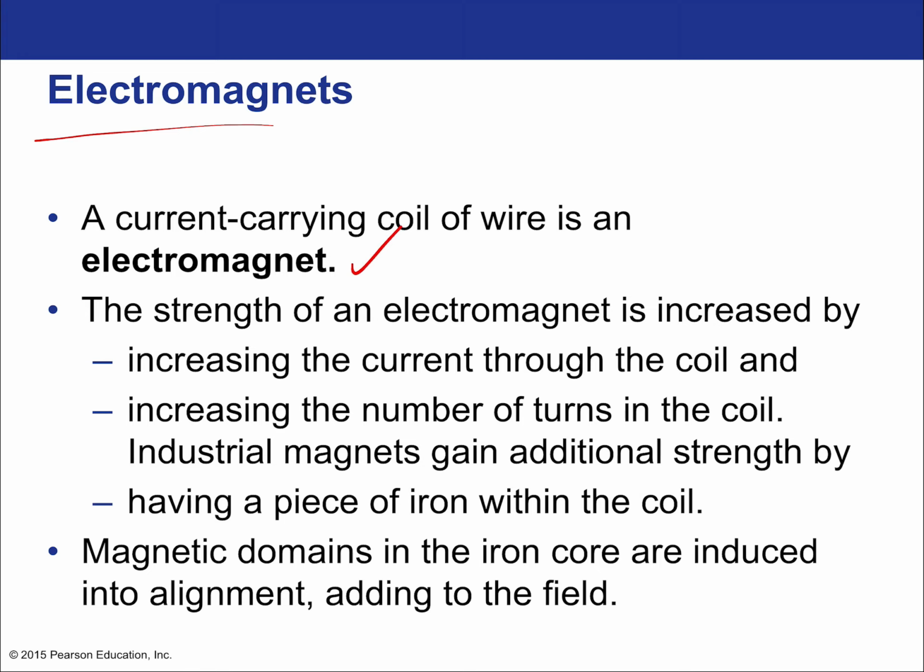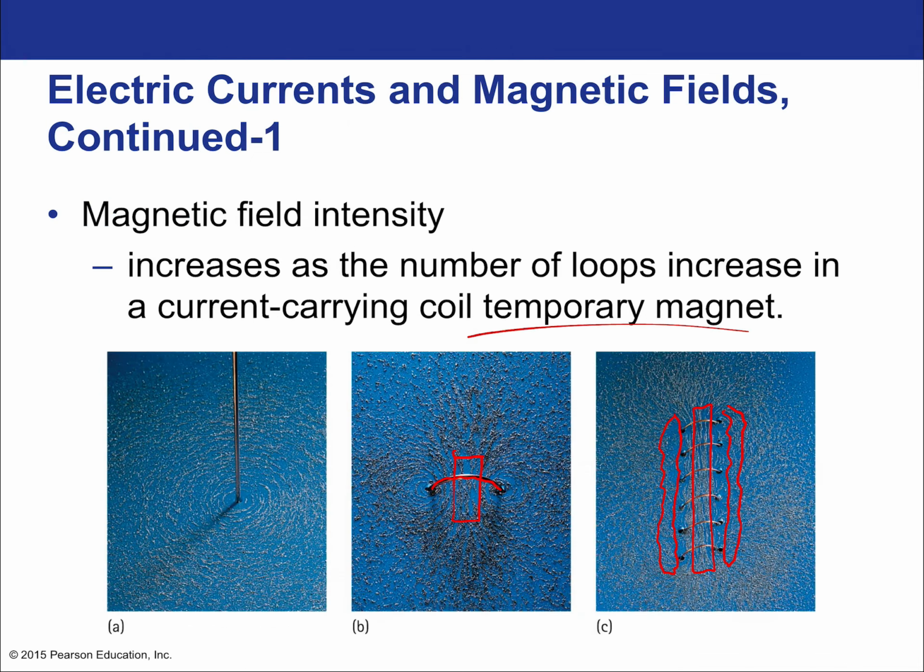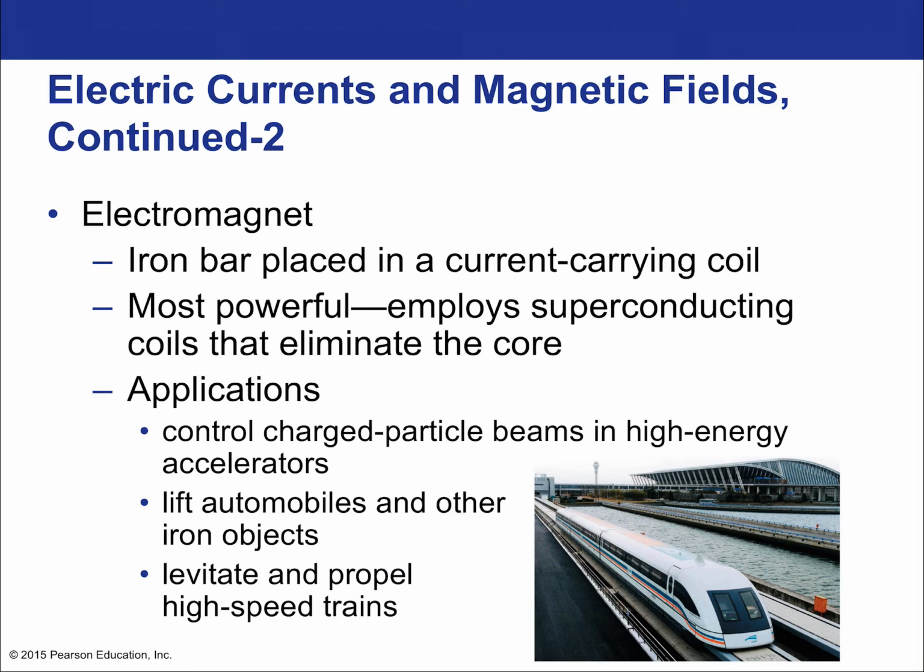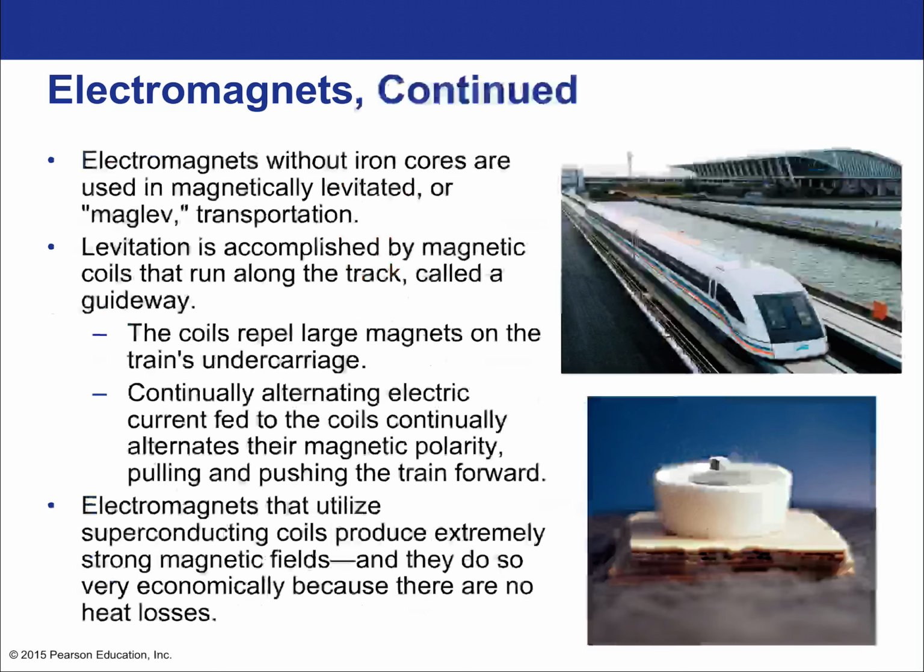Okay, but sometimes you want to make an electromagnet to lift something. So the strength of electromagnets is increased by increasing the current through the coil and increasing the number of turns in the coil. Also, having a piece of iron within the core. So essentially, if you imagine taking this one here and putting in an iron core, that really helps with the strength because it boosts the alignment of the magnetic field inside the coil. Magnetic domains in the iron core are induced into alignment, adding to the field.